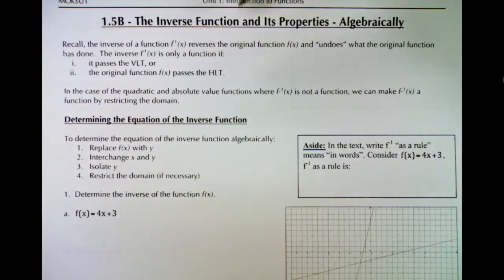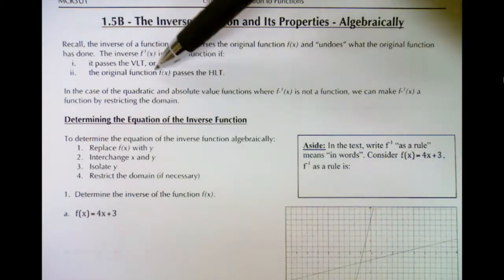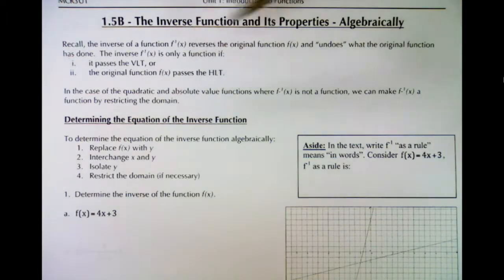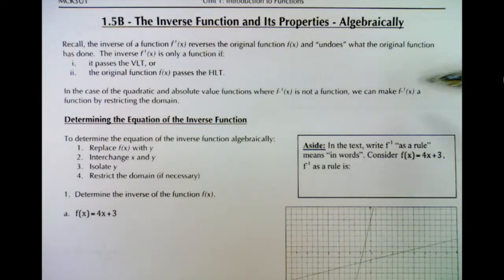The inverse, f inverse of x, is only a function if it passes the vertical line test or the original function passes the horizontal line test. In the case of the quadratic and the absolute value functions, where f inverse of x is not a function, we can make it a function if we restrict the domain of the original. And we'll look at a couple examples of what that means.